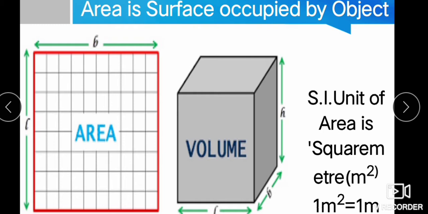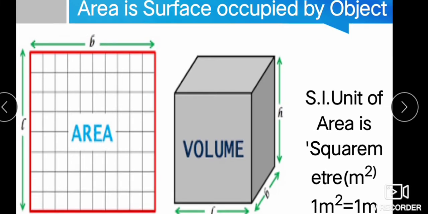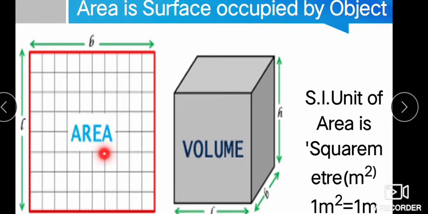Today we will study the area and its unit. Area is the surface occupied by an object. Area is not the same as the space occupied by a three-dimensional object; that space is known as volume, for a three-dimensional object which has length, breadth and height. Area is the surface occupied by any object.